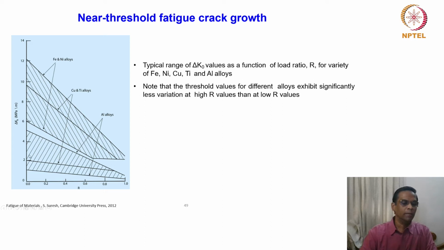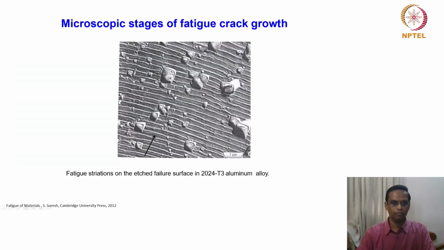At low R values, the delta K threshold range is quite high. As the R increases, that means it goes to higher mean stress, as we have seen in the beginning of the lecture, the range comes down. This is something you have to know.